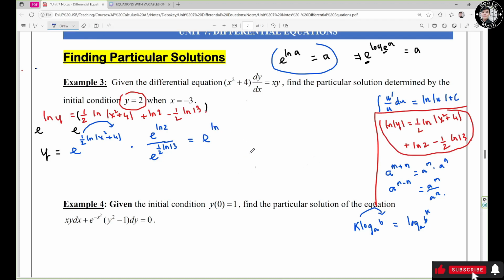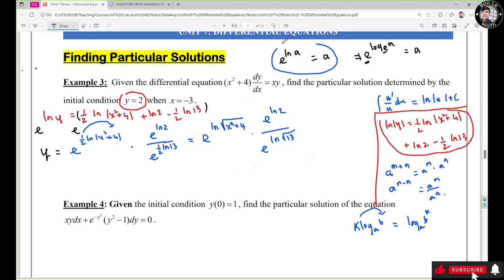Because (s squared plus 4) raised to the 1/2 is going to be the square root of s squared plus 4, right? And observe that s squared plus 4 is always positive, so I don't need to put this inside the absolute value sign. Times e raised to the natural log of 2 over e raised to the natural log of square root of 13. I can apply this formula right here, bring 1/2 back, and then it turns out to be square root of 13.